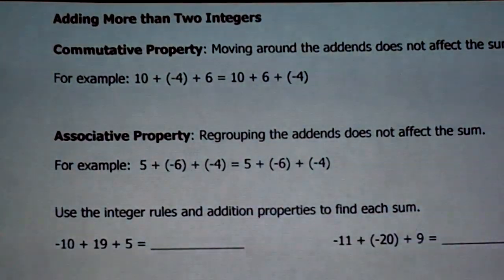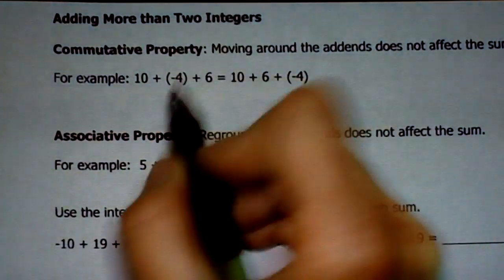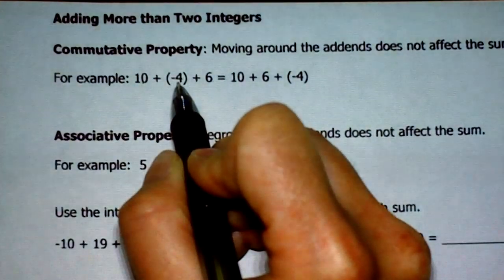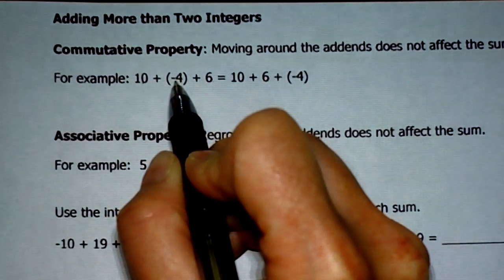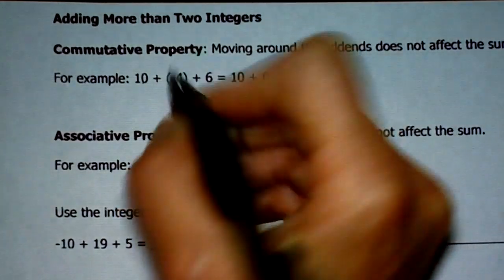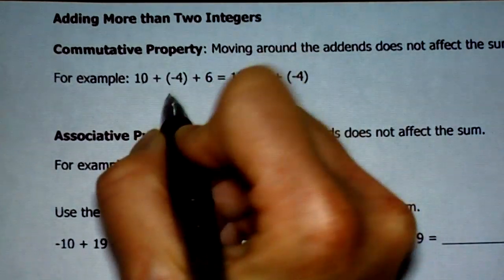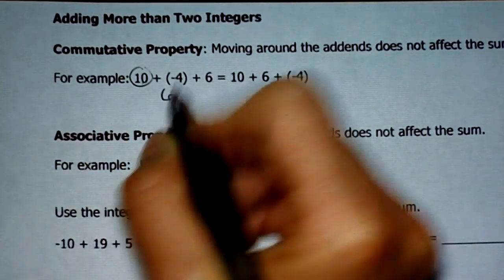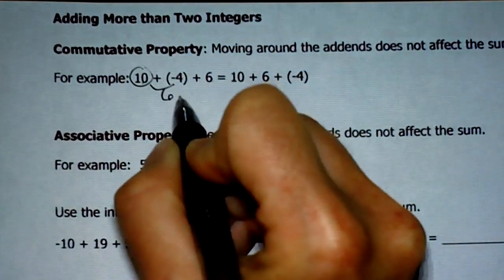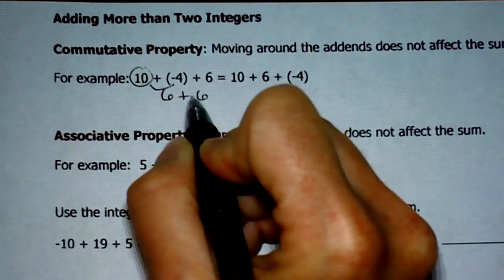And to prove it to you, we'll do this. If I went from left to right, 10 plus negative 4. When you add and you have one of each, you're supposed to subtract the digits, so 10 minus 4 is 6, and the greater digit's positive, so it would be a positive 6. So the result of that is 6, and then when I add that 6 to it, I get 12.